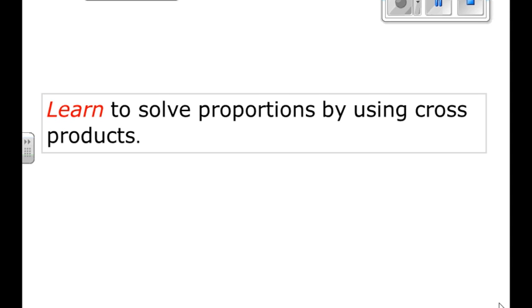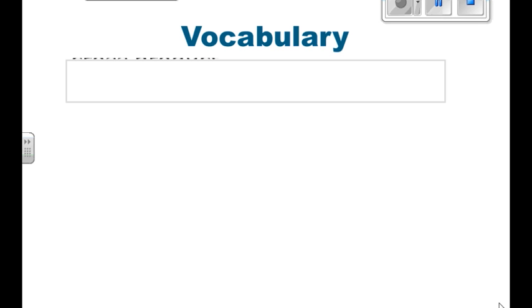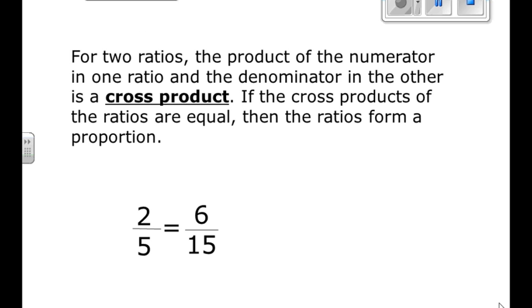Alright, for this lesson we're going to be solving proportions by using cross products. So we are solving proportions. Now cross product, you will also hear this called cross multiplication, because product means multiply. And so for two ratios, the product of the numerator in one ratio and the denominator in the other is a cross product. If the cross products of the ratios are equal, then the ratios are proportional.